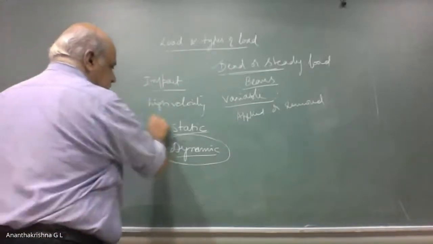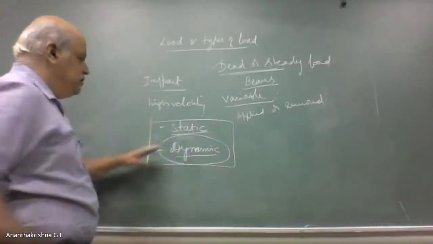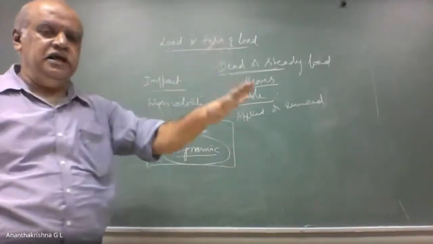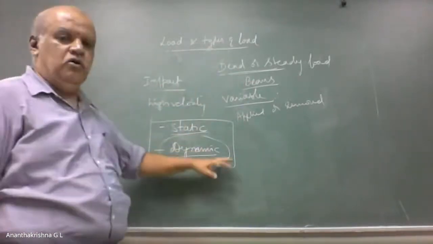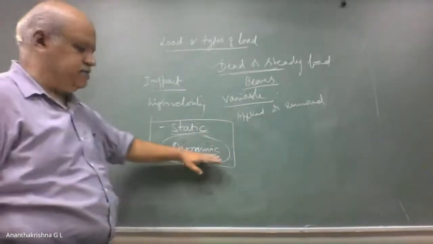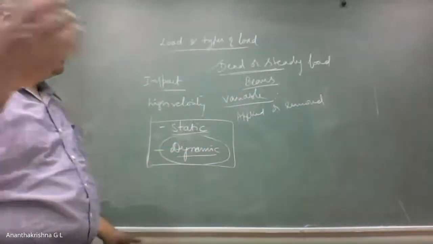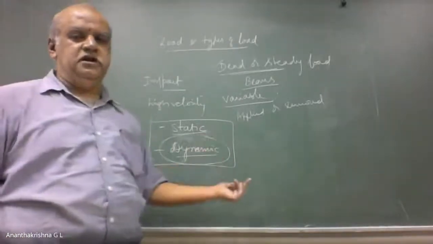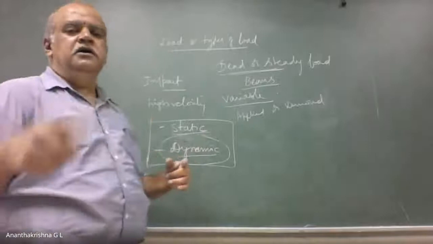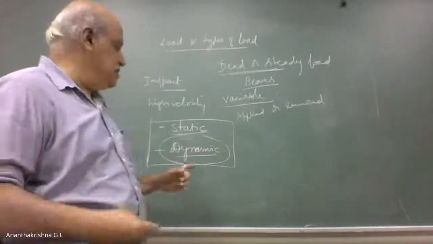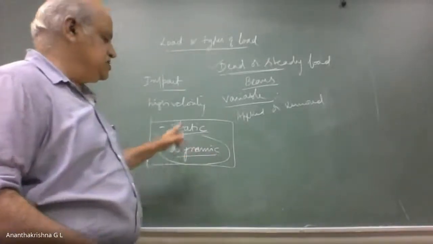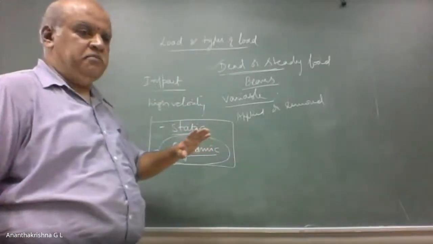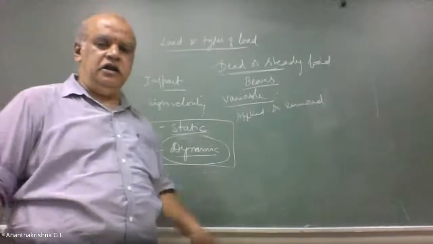Another classification is static and dynamic, wherein in static the load starts from 0, reaches the maximum, and stays there as constant. Whereas in dynamic load, here also the load starts from 0, reaches its maximum, then again changes its magnitude and direction, and that process is continuous. That is, it is dynamically changing in magnitude and direction. Such loads are called dynamic loads. Got the clarity now?